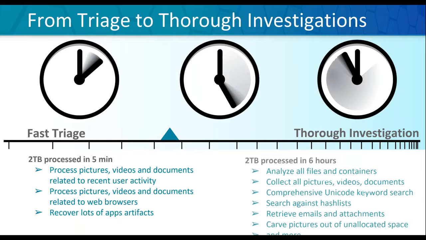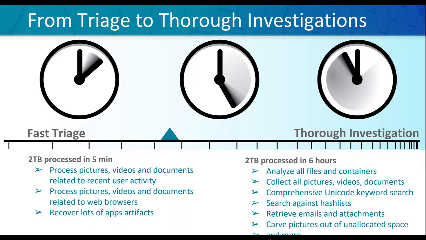So talking about fast triage, just a quick picture. You have a 2 terabyte drive. You're looking for pictures, videos, documents related to user activity. You want to process this. You want to recover a lot of your artifacts that you need in every case. You'd be able to set up a scan, do that scan, so that 2 terabyte drive, you could process that in 5 minutes and have a pretty good profile and low-hanging fruit of what you were specifically looking for in that computer. All the way up to a thorough investigation where you're looking for that everything from everywhere.